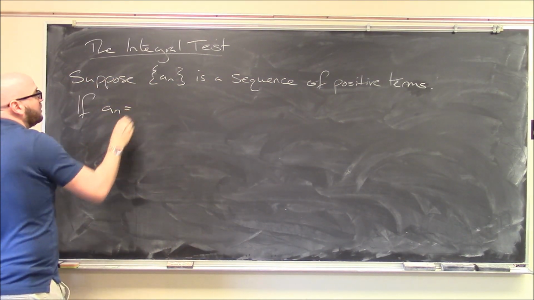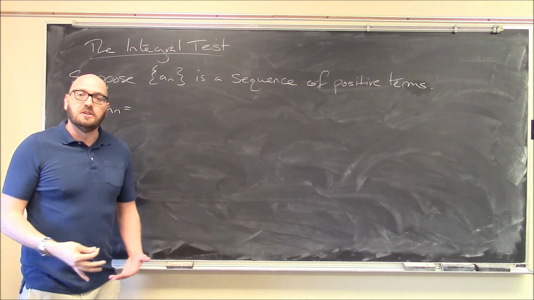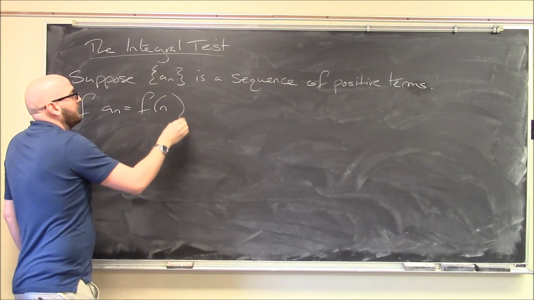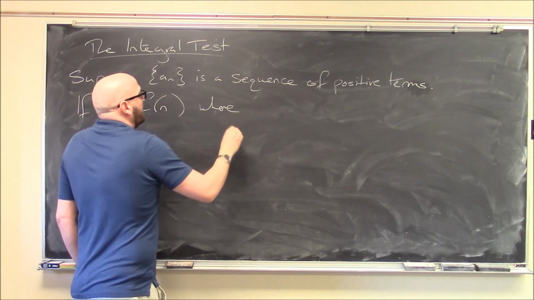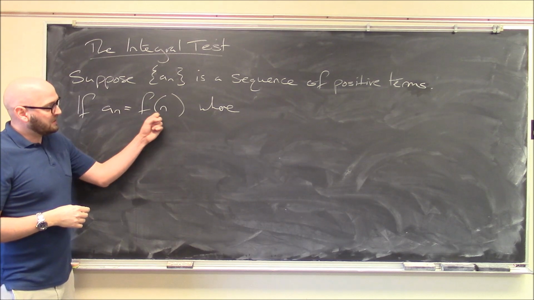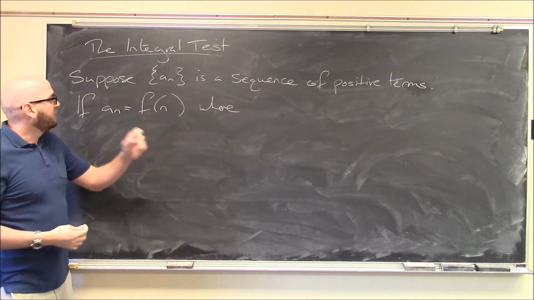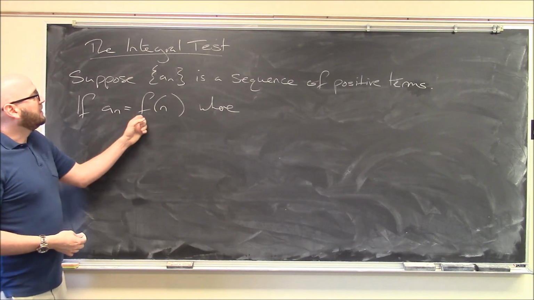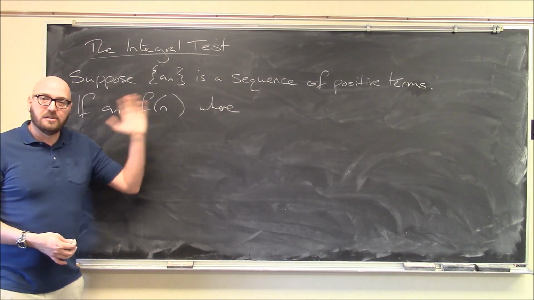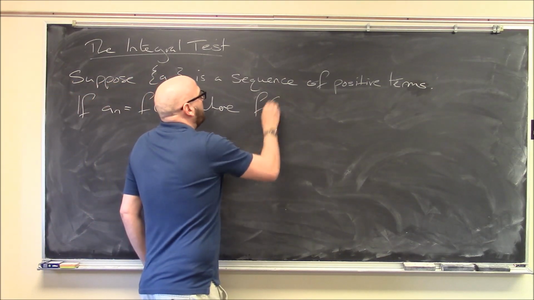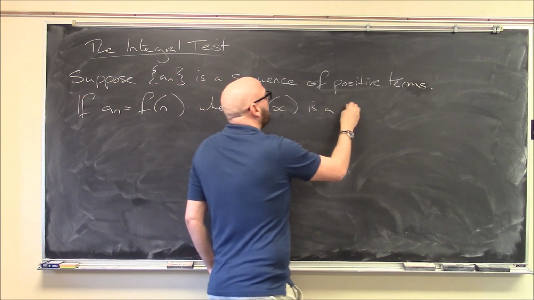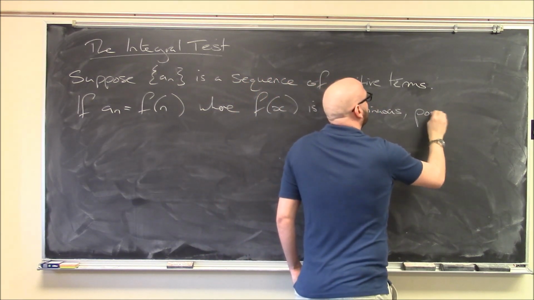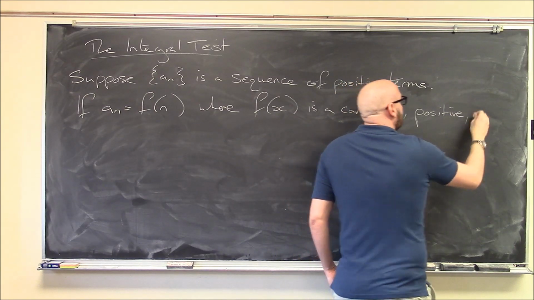If a sub n, remember what a sequence really is, it's a function defined only on the natural numbers. So if a sub n is a function f of n, I'm actually going to allow this to be a continuous function in this continuous variable x. So instead of having n for the natural numbers, just 1, 2, 3, 4, 5, 6, and so on, I'm going to think of this as a continuous function over all of x, f of x. So where f of x is a continuous, positive, and decreasing function.